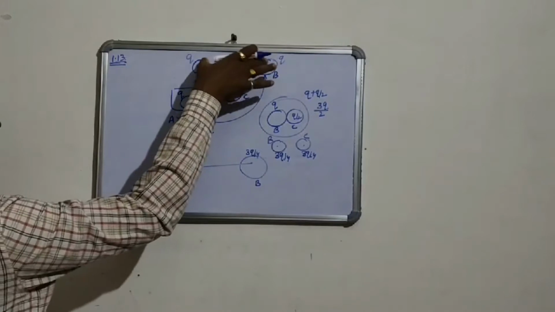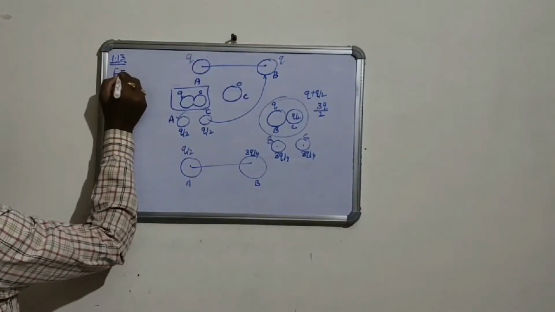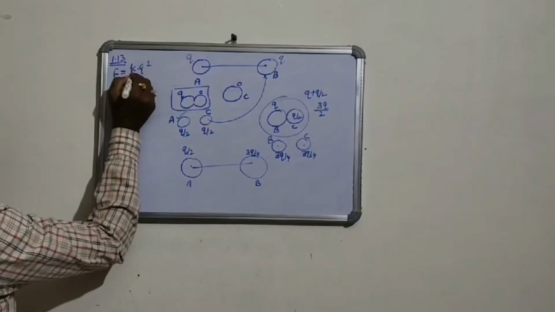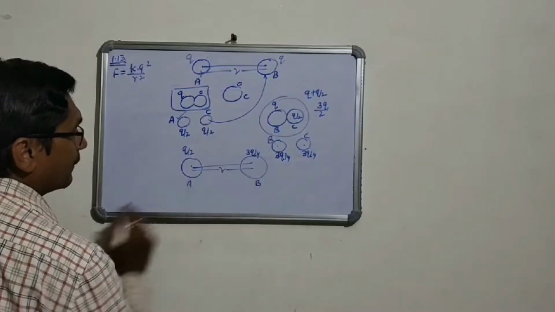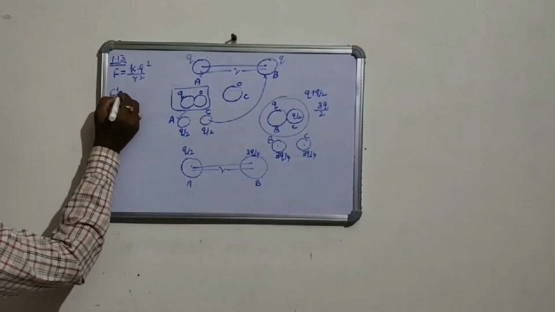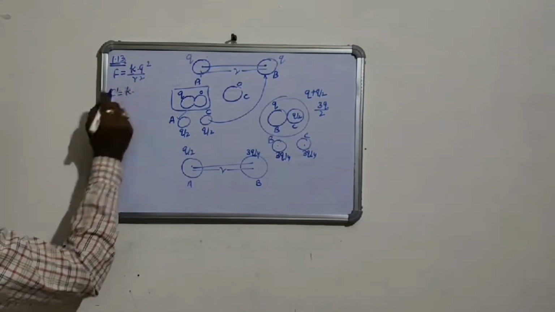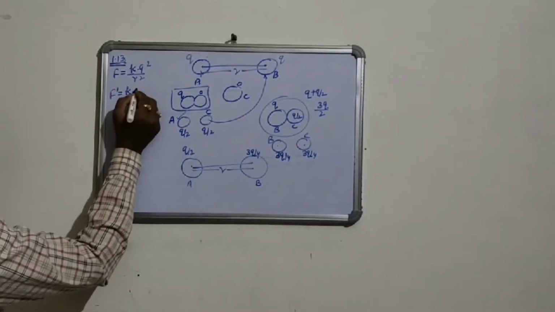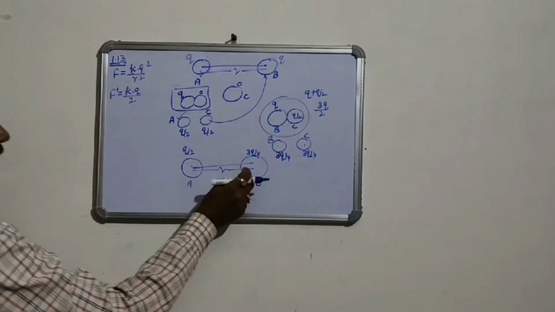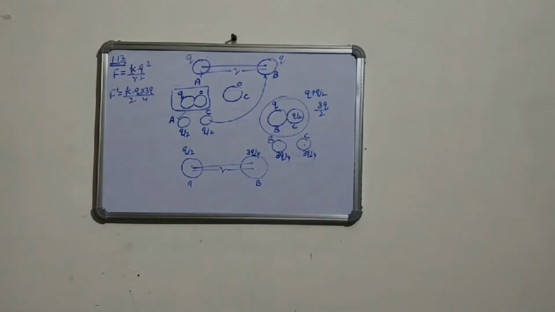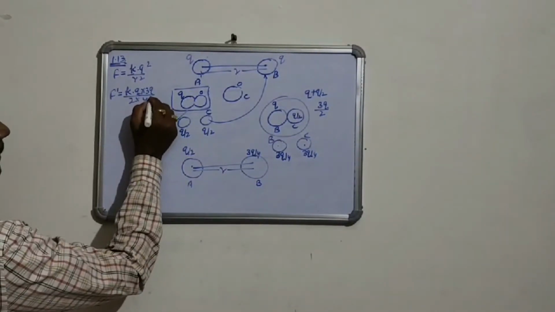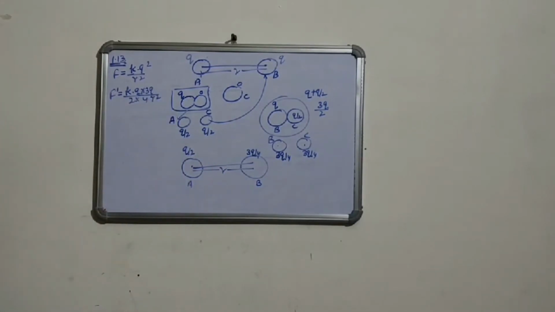So in the first case, in the starting situation, the repulsive force F equals KQ square by R square. Their separation is R. And again they are separated by R distance. So the new force F dash equals K, the charge on A is Q by 2 and the charge on B is 3Q by 4, divided by R square. The separation is R. What is the new force of repulsion between A and B?